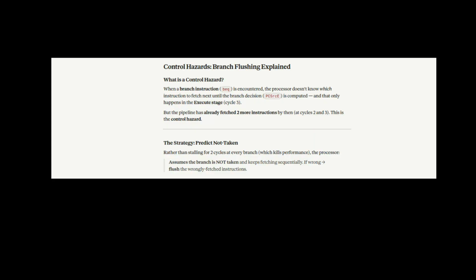So here we will assume that the branch is not taken and we will keep fetching instructions. But if we find out that the branch is taken, then we have to flush the wrongly fetched instructions. That is, after the branch we will have fetched some instructions that we have to remove.